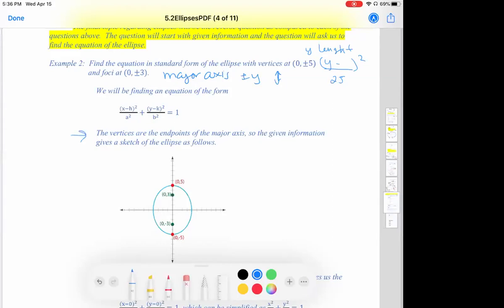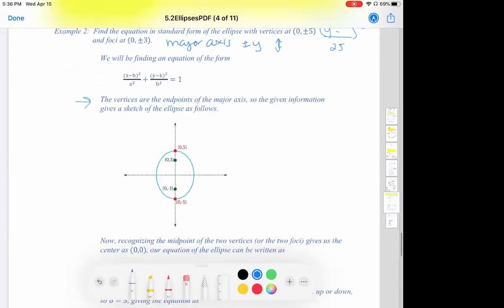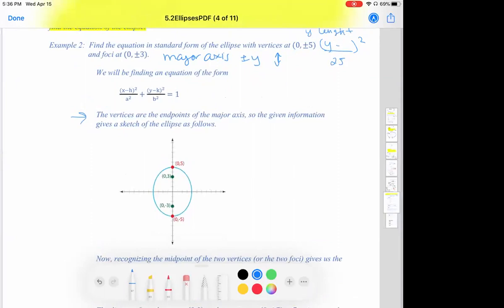Okay, let's continue. The vertices are the endpoints of the major axis, so the given information gives a sketch of the ellipse. And this is what we have so far. How do we know it's longer up and down? Because it's telling us we have a focus point, a foci, with a changing y value. Your y is the one that's changing, so that's the one we're going to add those points to. And it gives us these vertices, these other points, 0, 5, and 0, -5.